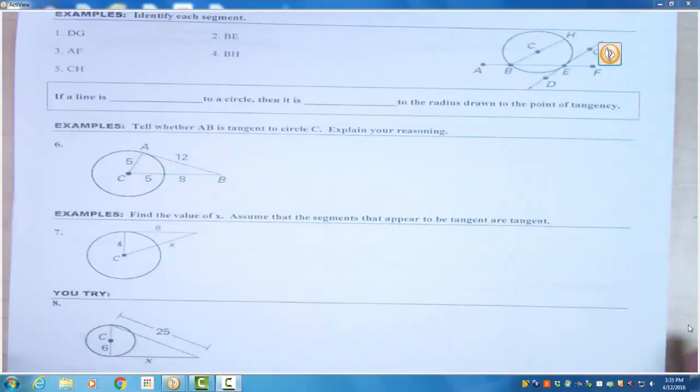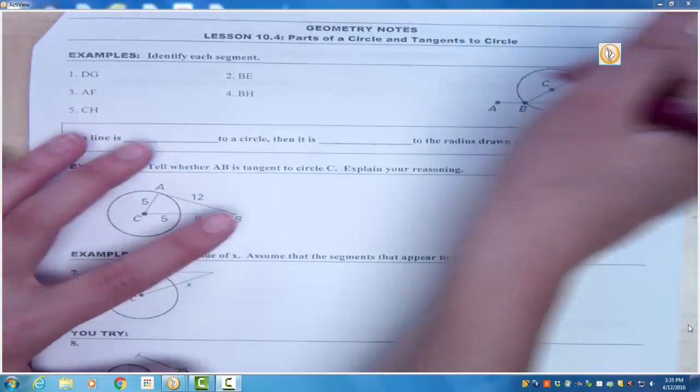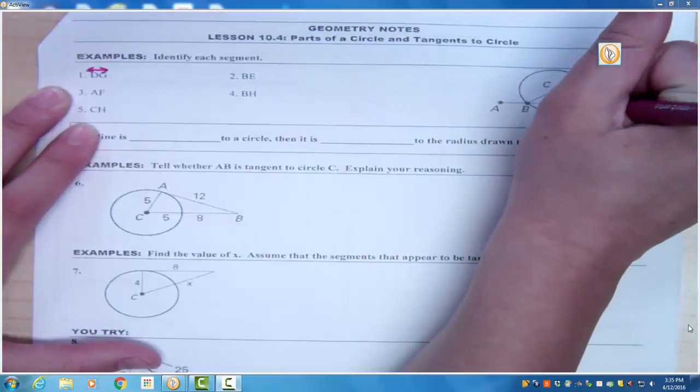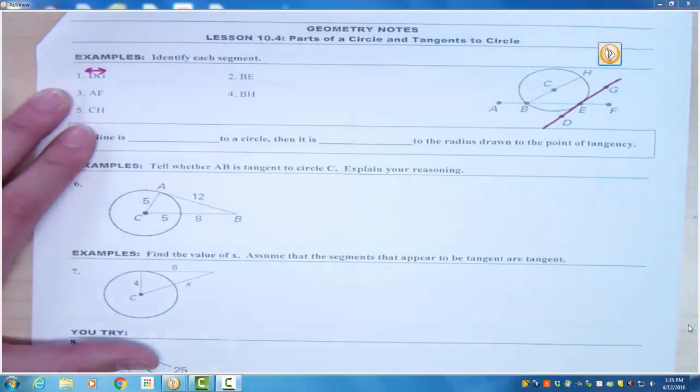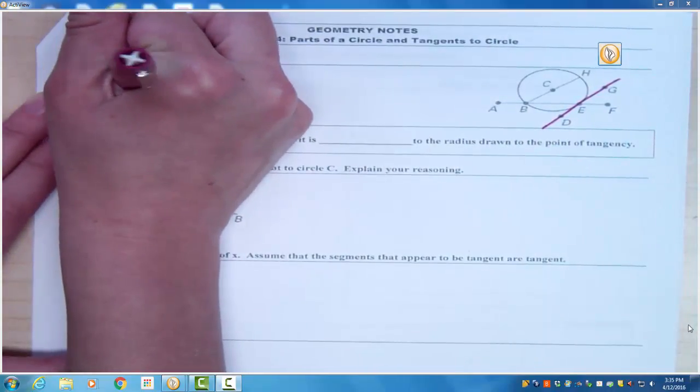And pull out your notes, the 10.4 notes. We just have a couple examples at the top. Some examples where you have to identify each segment. So if I have DG, this should be a line up on top. DG, this line right here, it only touches one point on the circle. When it only touches one point on a circle, that is a tangent.